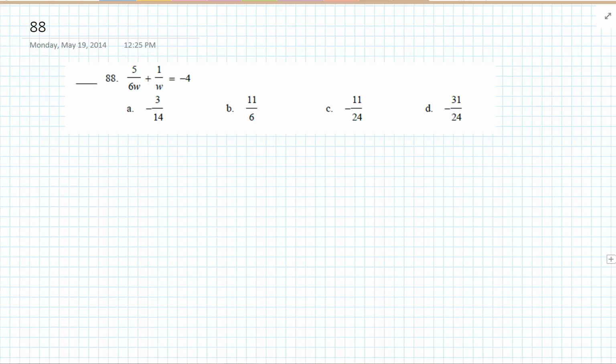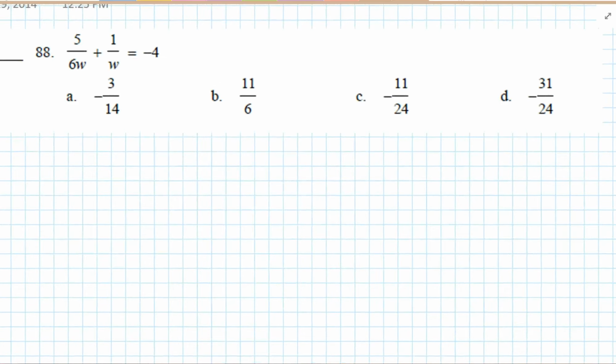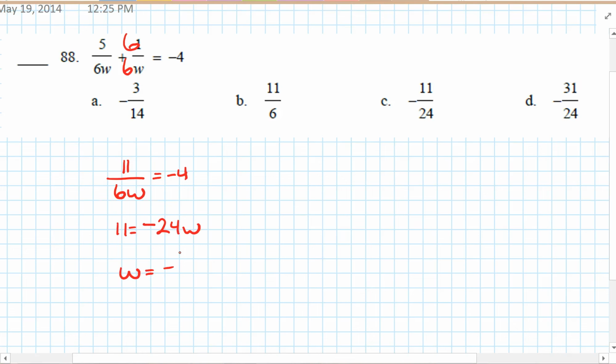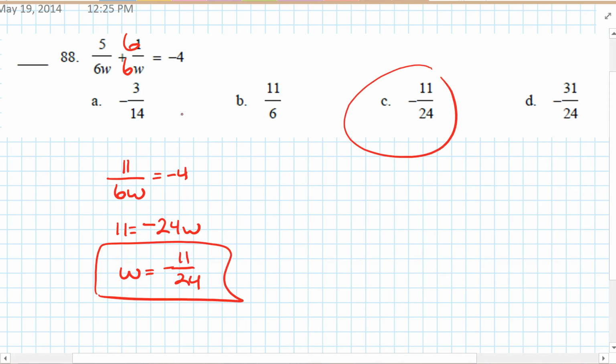88. 5 over 6w plus 1 over w equals negative 4. What can I multiply the second term by to get the denominators the same? 6 to the bottom, 6 to the top. Since they're the same, 5 plus 6 is 11. So this is going to be 11 over 6w equals negative 4. Multiply each side by 6w. 11 equals negative 24w. Divide everything by negative 24. We get w equals negative 11 over 24. C.